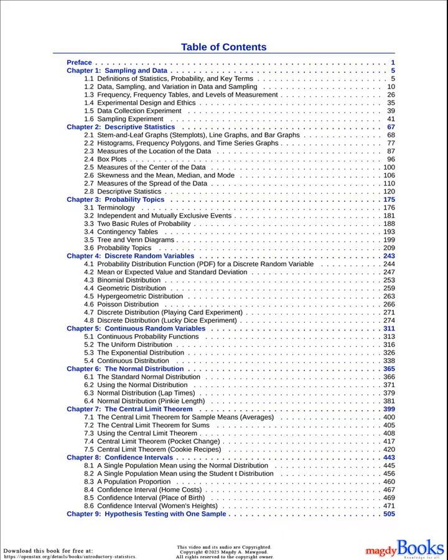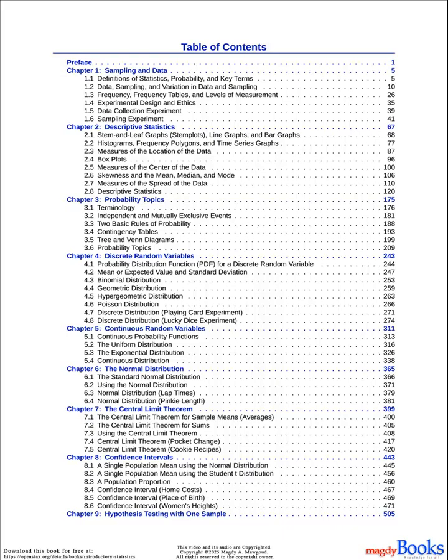5.4. Continuous distribution. Chapter 6. The normal distribution. 6.1. The standard normal distribution. 6.2. Using the normal distribution. 6.3. Normal distribution, lap times. 6.4. Normal distribution, pinky length.